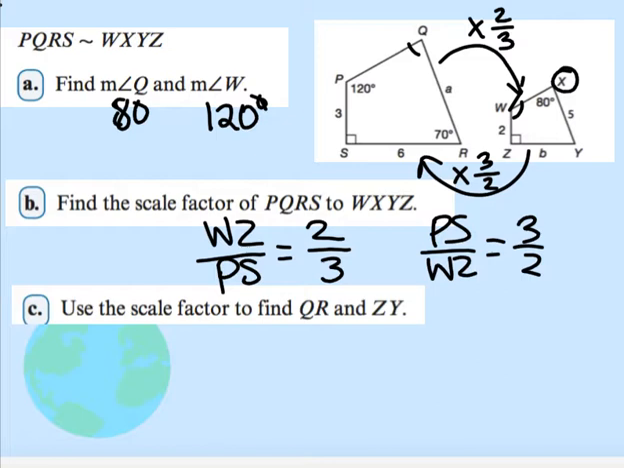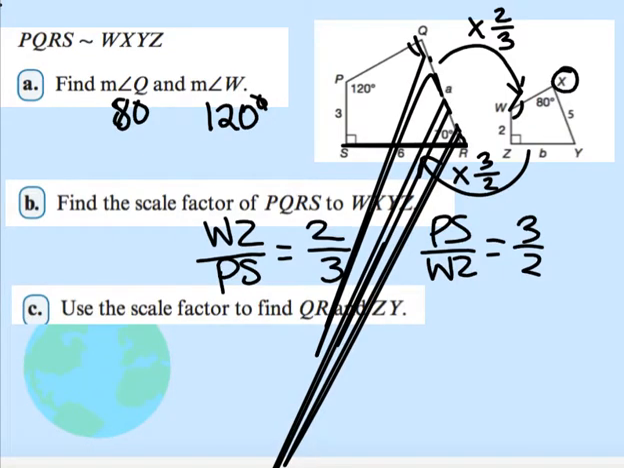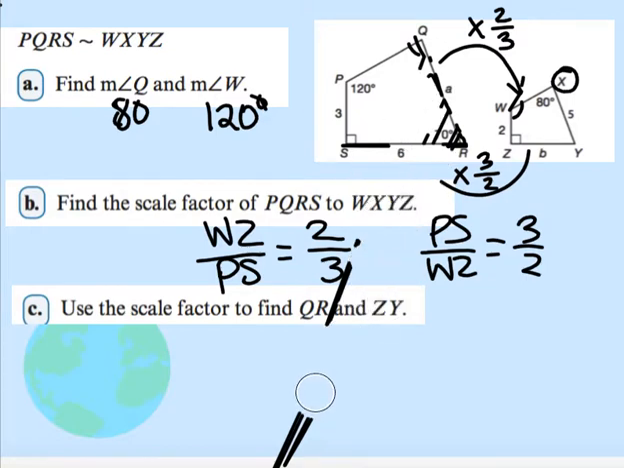Use the scale factor to find QR and ZY. If we're finding QR, we're looking at this side right here. My board is really freaking out today. We need to use the scale factor to go from the small one to the big one. So we know that the corresponding side is XY. The side XY has a side length of 5.